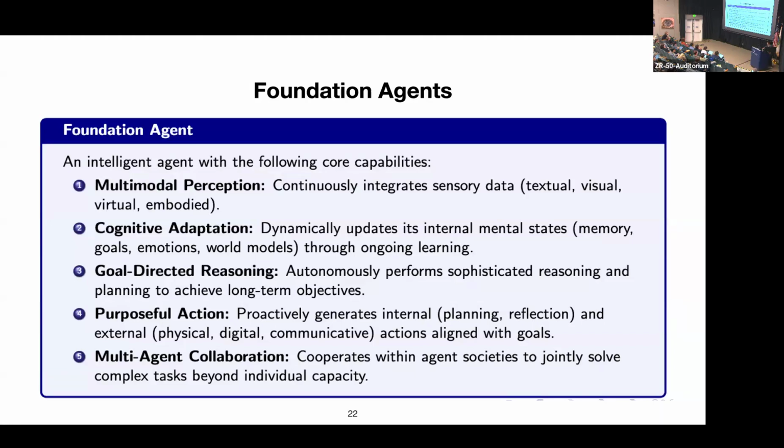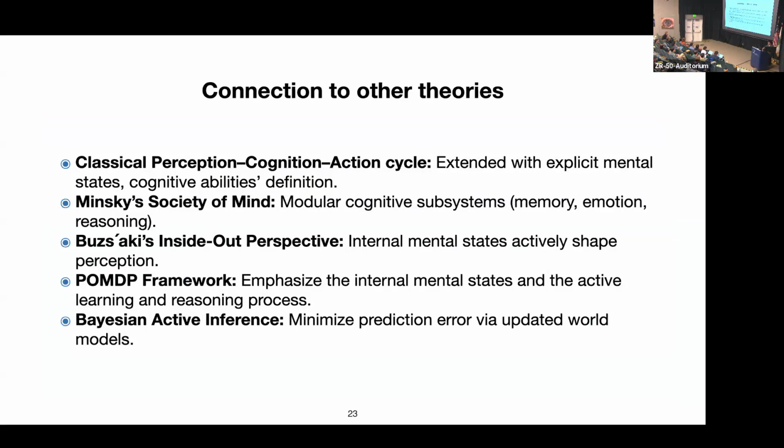So to achieve such foundation capability, you need some core functions, right? You need to be able to have multimodal perception or cognitive adaptation to different tasks and environments. You need to perform goal-driven reasoning and conduct purposeful actions. And finally, you need to be able to collaborate with each other to form multi-agent systems. We also discussed the connection to other existing theories. What we want to emphasize is that it doesn't contradict existing theories, but tries to combine the different views.